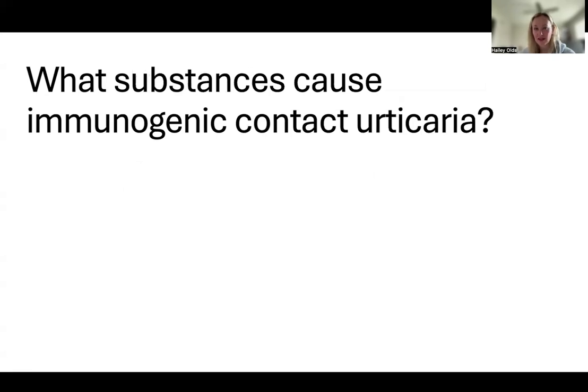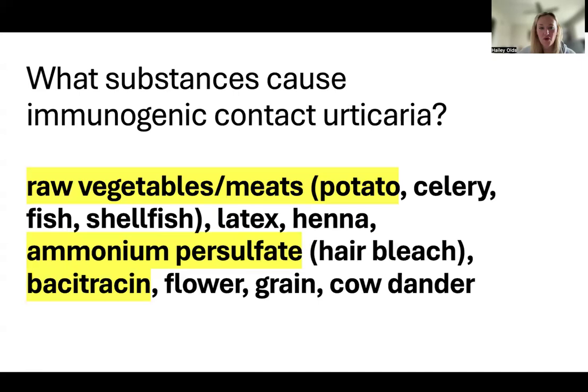What substances can cause immunogenic contact urticaria? So it can be raw vegetables and meats, so potatoes, celery, fish, latex, ammonium, which is in hair bleach, henna, bacitracin, and cow dander.